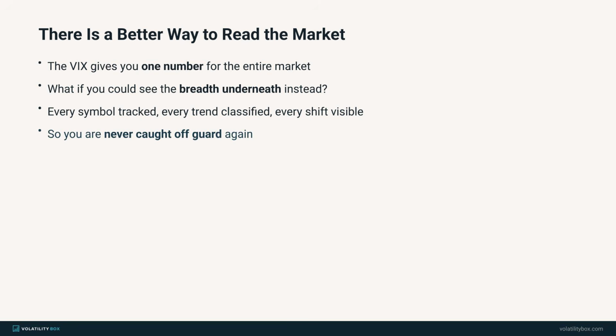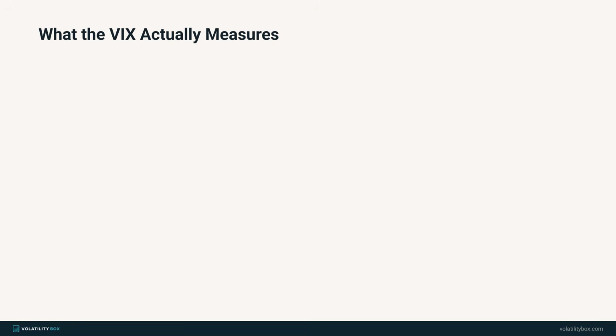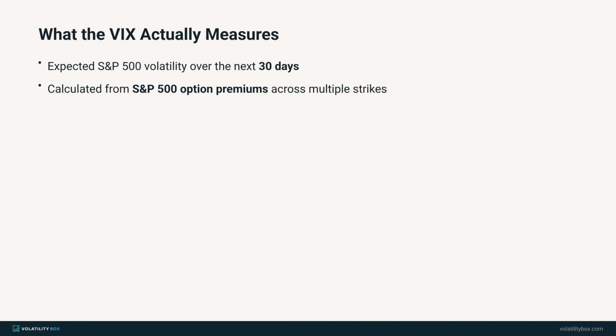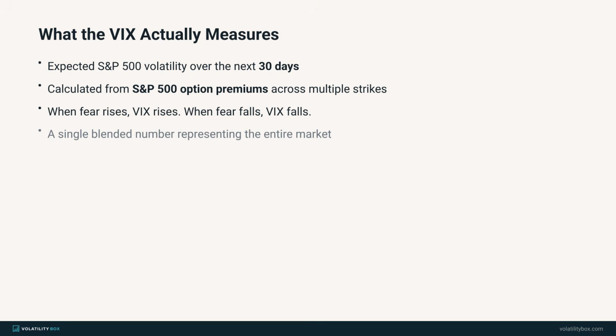Now let's start first with understanding what the VIX is. Most traders learn about the VIX early in their trading journey. If you're not familiar with the VIX, it measures expected S&P 500 volatility over 30 days. When fear rises, the VIX rises. When fear falls, the VIX falls. It's very simple. But there is one key problem here.